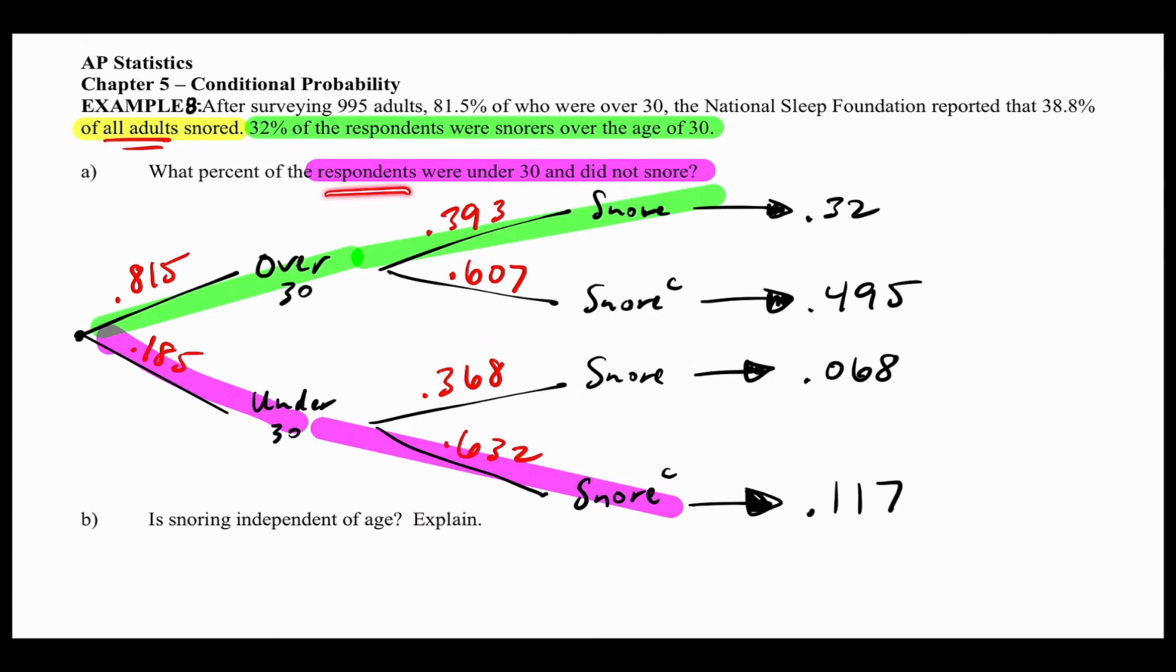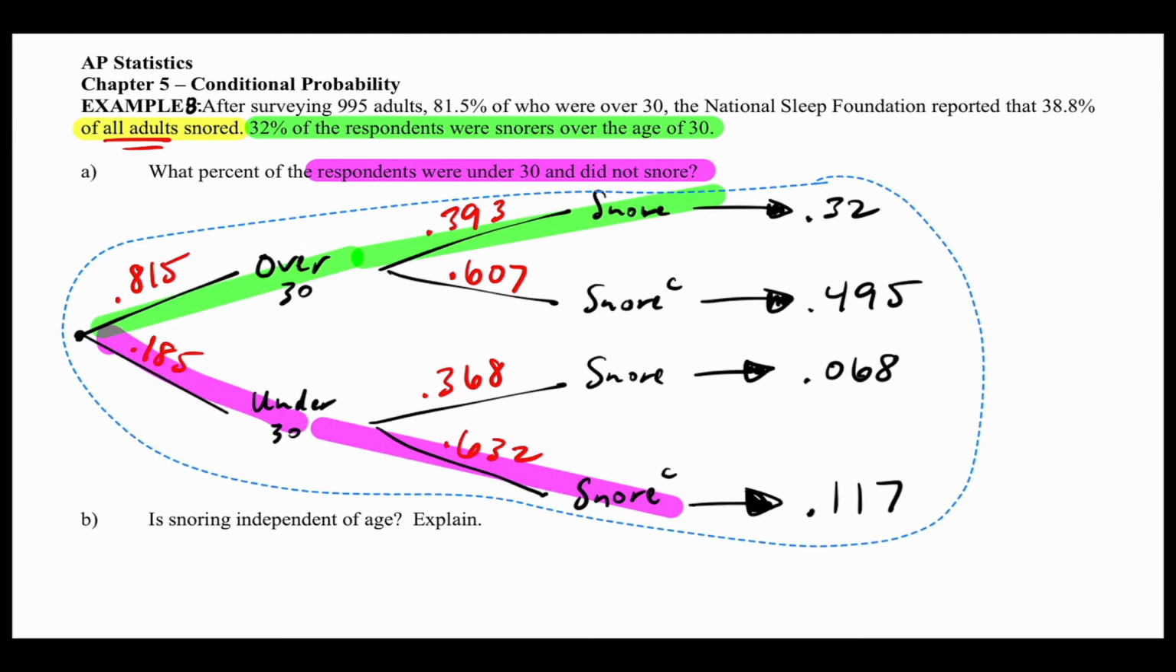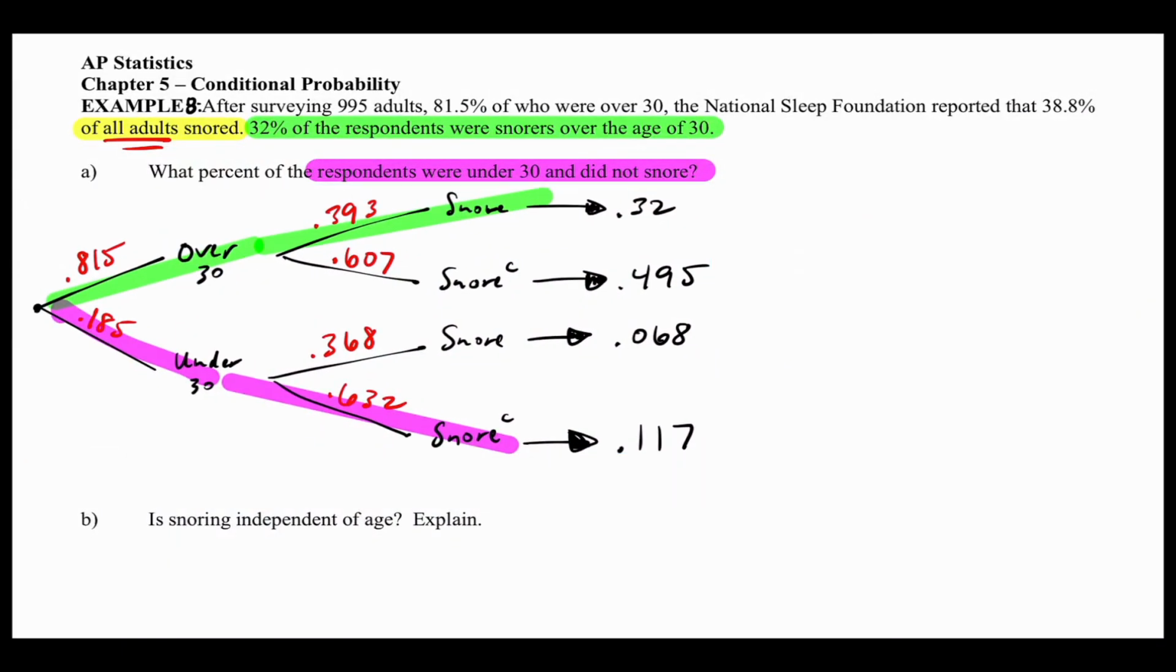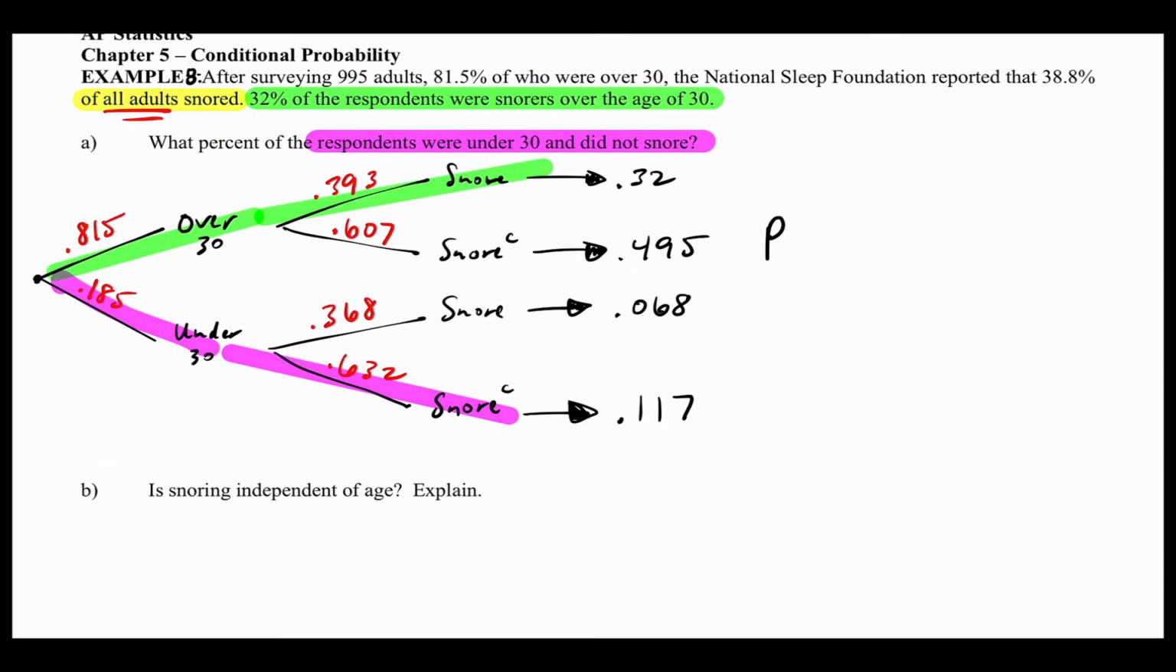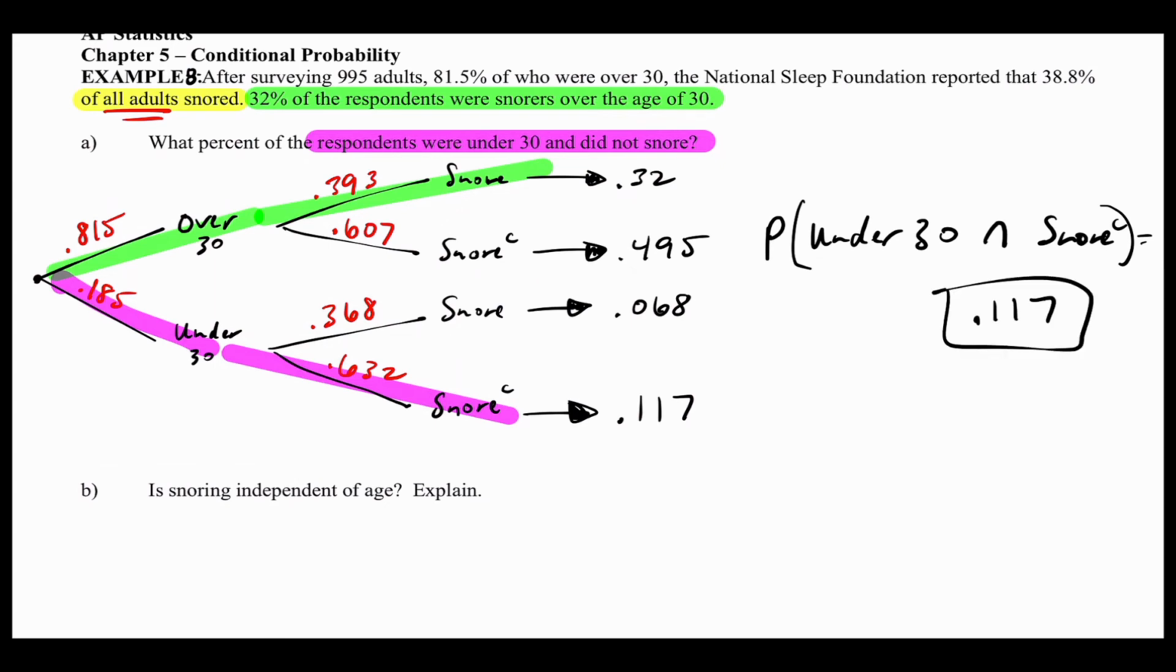So here we go. What's the percent of respondents who were under 30 and did not snore? 0.117. I want to label that as my answer. There are a lot of numbers on here, so I don't want to just circle it, I want to label it. So the probability under 30 and no snore equals 0.117. That labels it exactly what it was. You don't want your reader to have to search for your answer. Even if you were to box this guy in, you can't assume that people know what this means. So label as best you can.